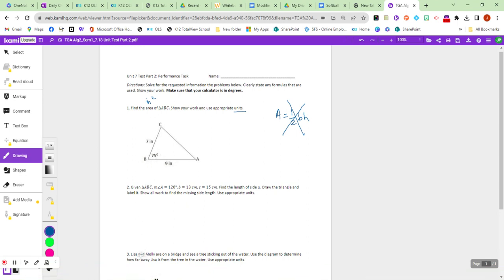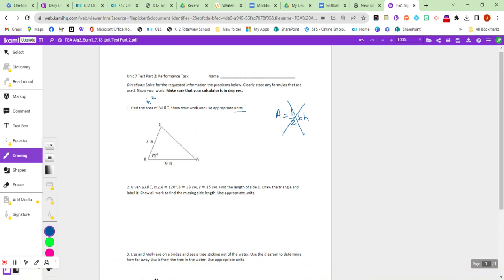So that's about all I'm going to say for number one, because it's a pretty straightforward question as long as you use the correct formula and then the correct units. Make sure that your calculator's set, your angles are set in degrees.